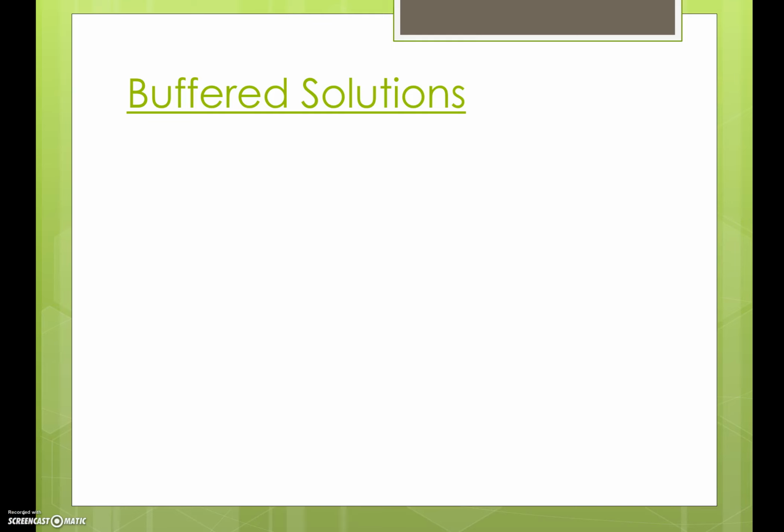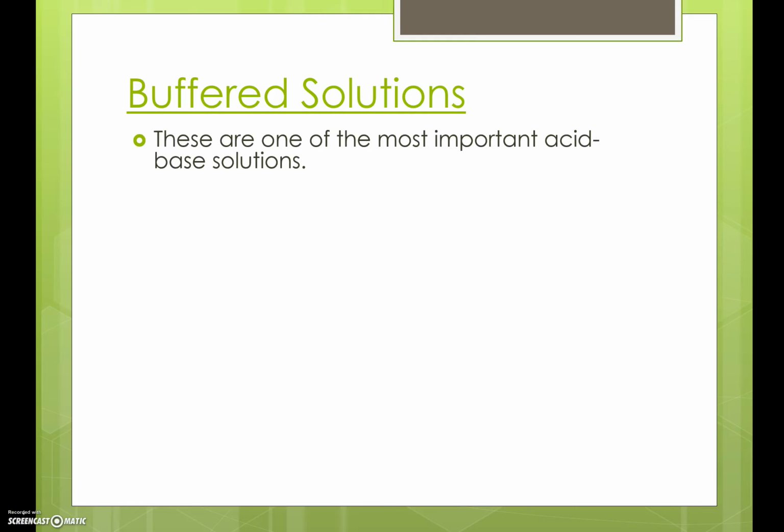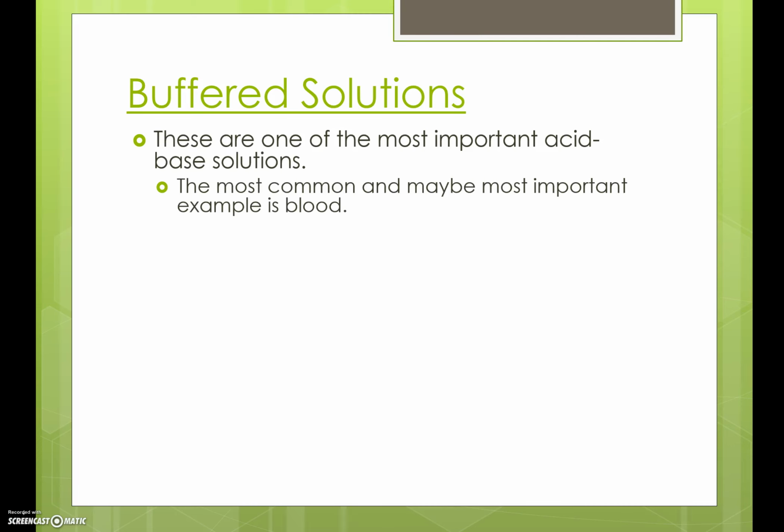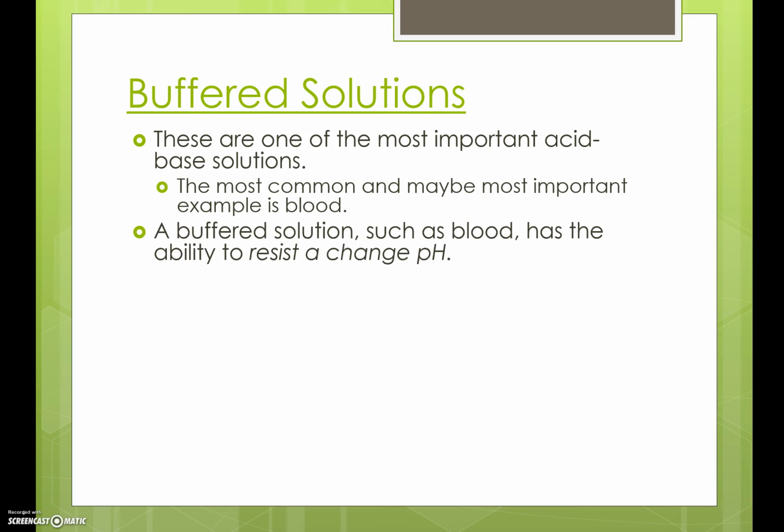Buffered solutions. These are one of the most important acid-base solutions, and probably the most common example of a buffer solution would be blood. And when we talk about buffered solutions such as blood, they have the ability to resist changes in pH.